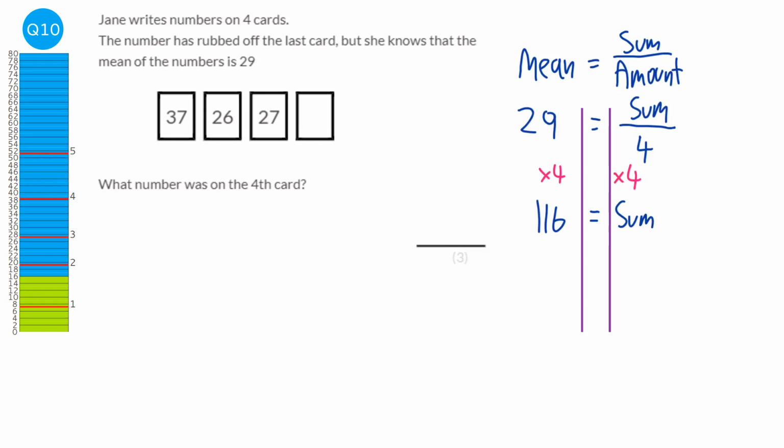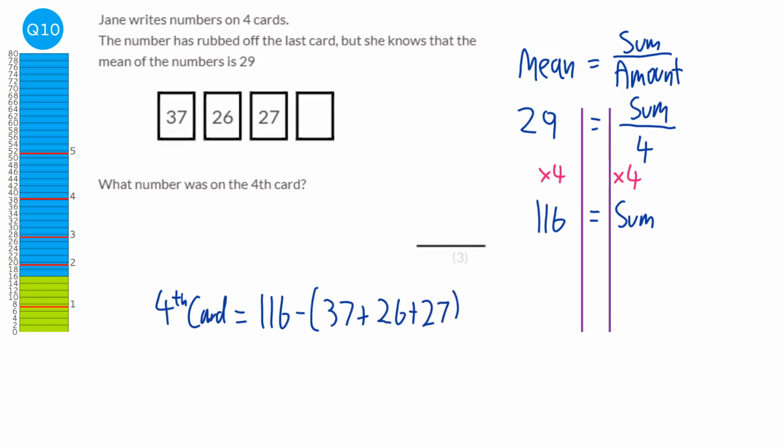So all we need to do is to find the 4th card, is get that 116 and just take away the numbers that we know. And when we do that, we get the answer 26. Now you can easily check this by adding up 37, 26, 27 and 26 again, and then dividing it by 4, and you will get 29.